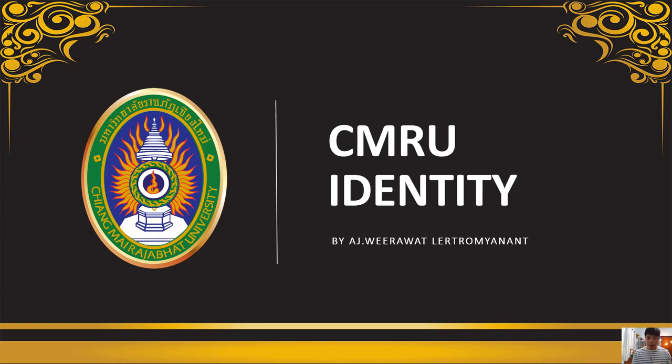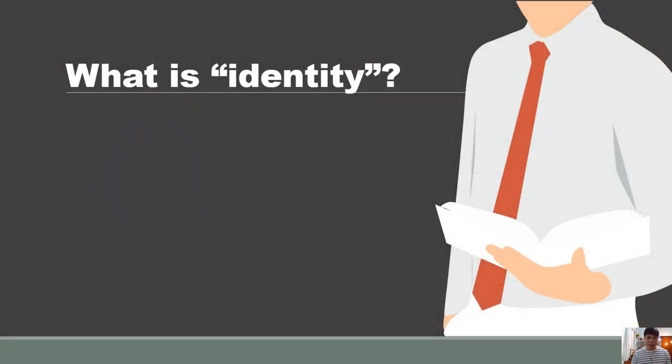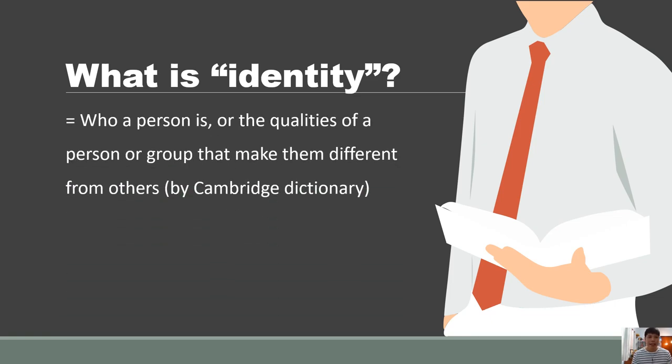So, the CMRU identity. First and foremost, I would like to bring you to know the definition of the word identity. Identity means who a person is, or the qualities of a person or group that make them different from others. So this is the definition written by Cambridge Dictionary. Actually, identity, this is the fact of being who or what we are.